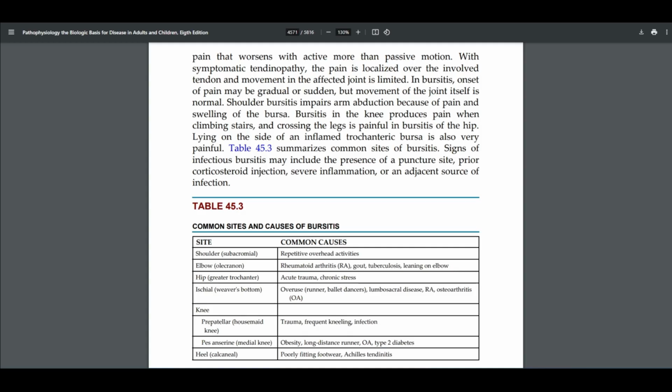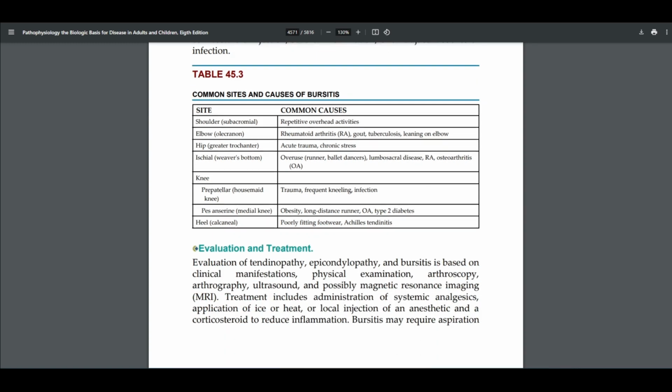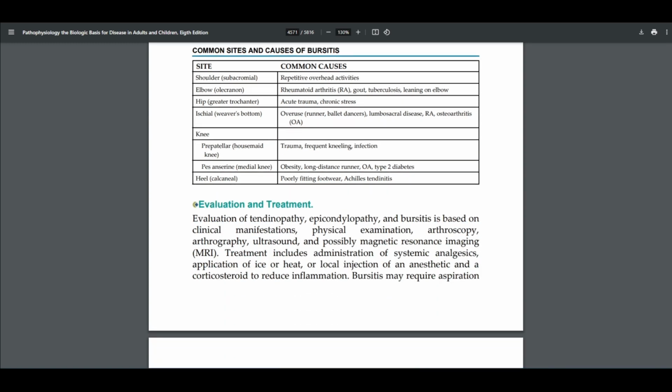Signs of infectious bursitis may include the presence of a puncture site, prior corticosteroid injection, severe inflammation, or an adjacent source of infection. So again, here are some common sites of bursitis and common causes. So again, a good spot to hit pause just to give it a once over.